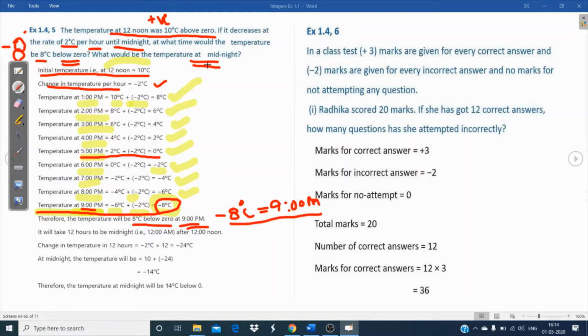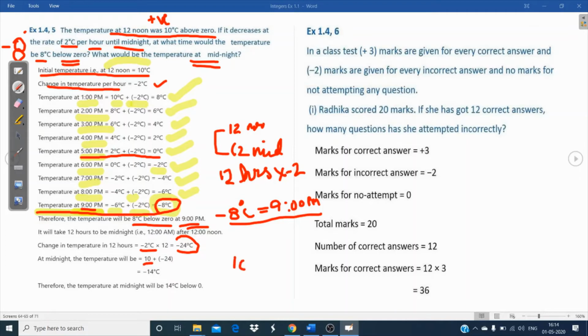Now you have to find out the temperature at midnight also. Here you see, student, change in temperature in 12 hours: minus 2 degrees Celsius every hour into 12. So what you are getting? Minus 24. Because from 12 noon till 12 midnight, what is the total number of hours? 12 hours. Every hour it is decreasing by minus 2. So within these 12 hours, multiply by minus 2. The total temperature decrease is minus 24 degrees Celsius.